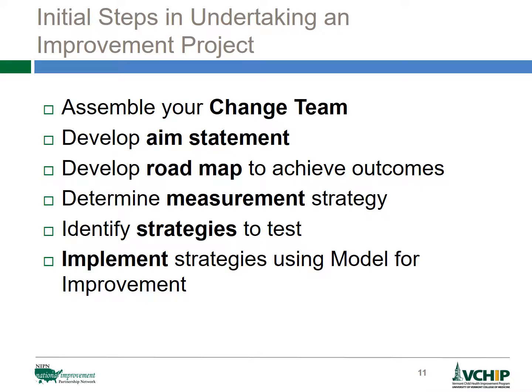These are the steps you would go through in undertaking an improvement project. First you would assemble your change team. Once your team is together, you want to develop an aim statement that everyone agrees upon. You then develop a roadmap for how you plan to achieve those outcomes. You'll determine your measurement strategy for how you'll know when you've reached your aim. You'll identify what strategies you want to test to make an improvement, and then you'll implement those strategies using the model for improvement.